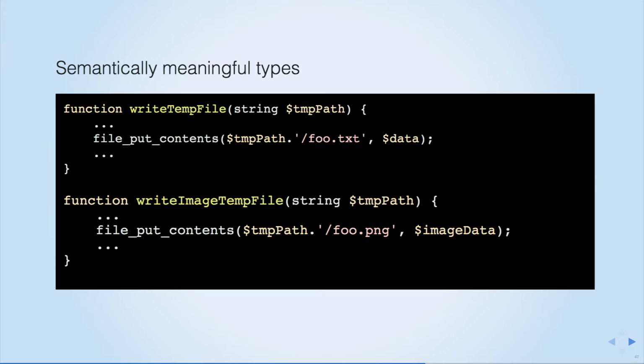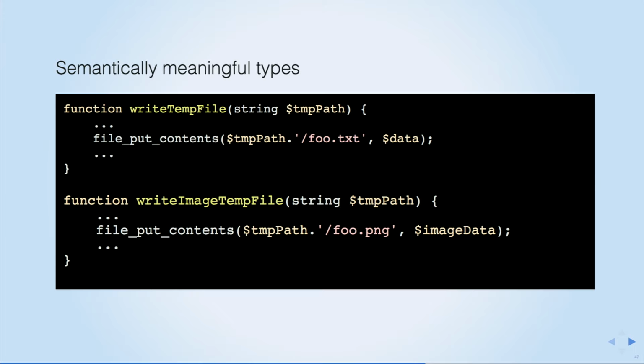Nobody in this audience could look at this code and tell me if these two temp paths should be the same, or maybe we need to write different directories for the temporary files. You'd have to go and look at the application config or ask a colleague, should I be writing temporary image files to the same directory as the other temp file location?